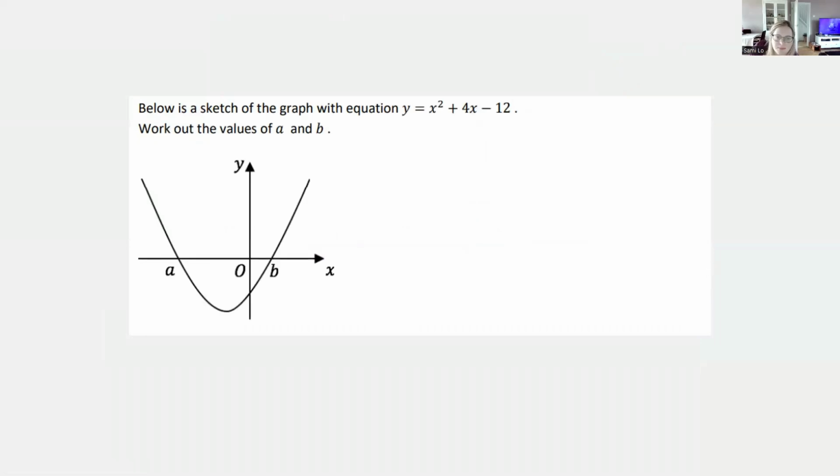On the next part, we've got to find out what the coordinates are for A and B. So if you want to have a go, pause it quickly, and if you're ready, go straight ahead.